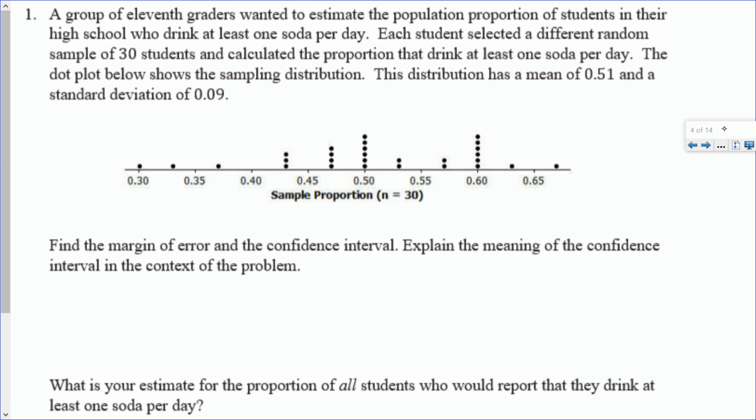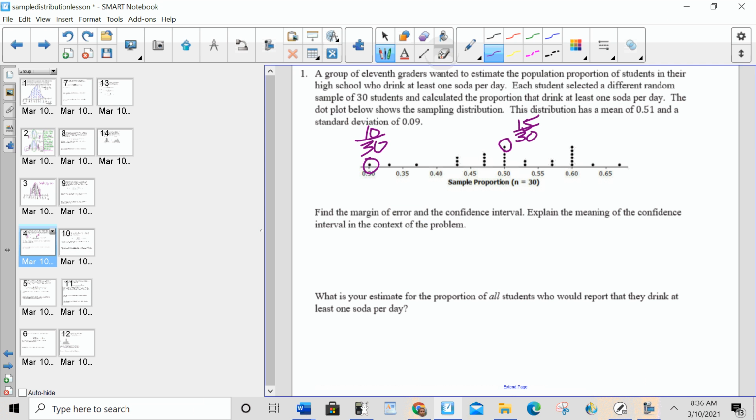So just so you understand what's happening here, each of these dots, let's say I take a look at this dot right here. This means that somebody asked 30 students, and out of those 30 students, 50% of them, or 15 out of 30, drank at least 1 soda per day. This dot means that somebody asked 30 students and 30% of them, so I guess that would be 10 out of 30, drank at least 1 can of soda per day. So that's what each of these dots means. I just want to make sure we understand what we're looking at here.